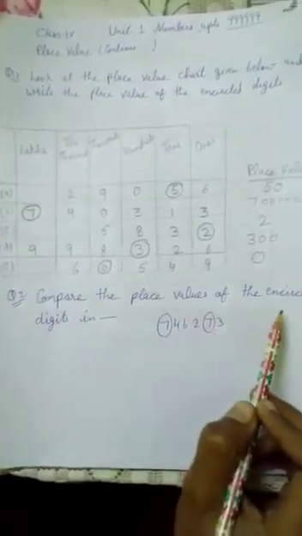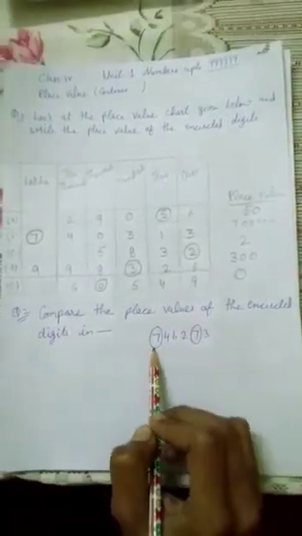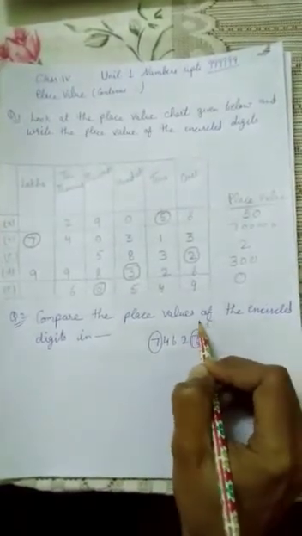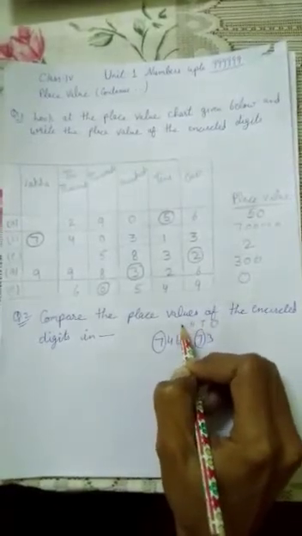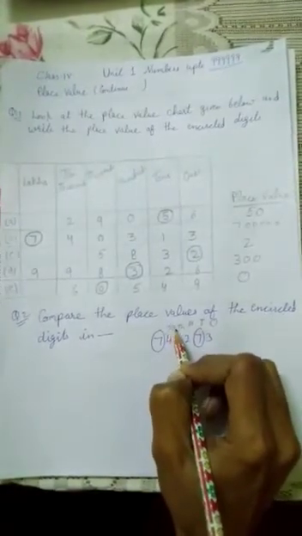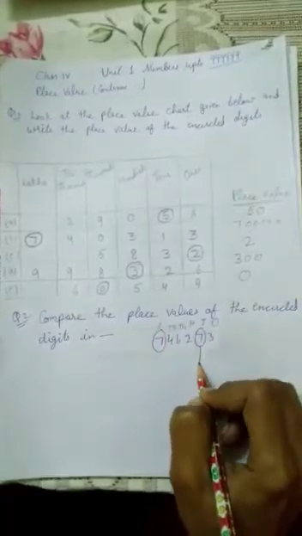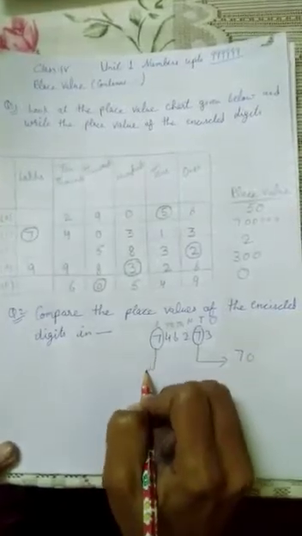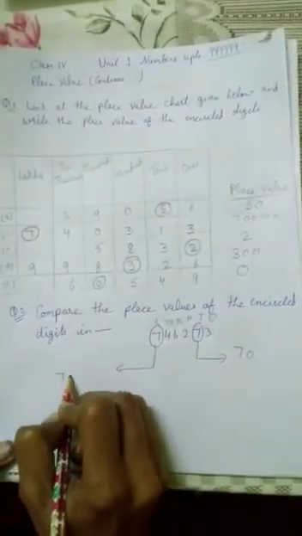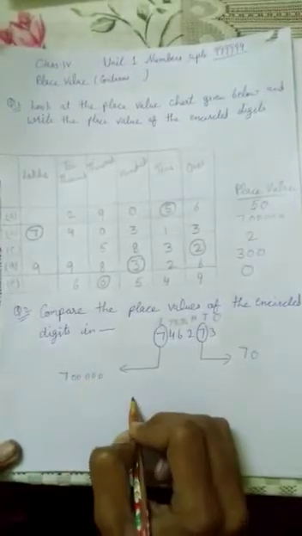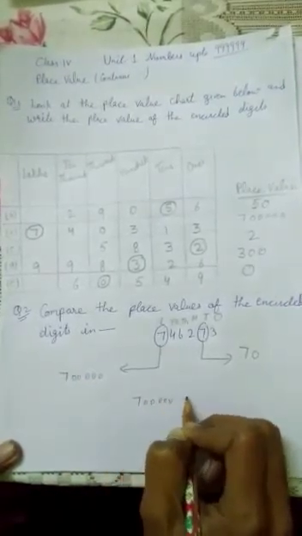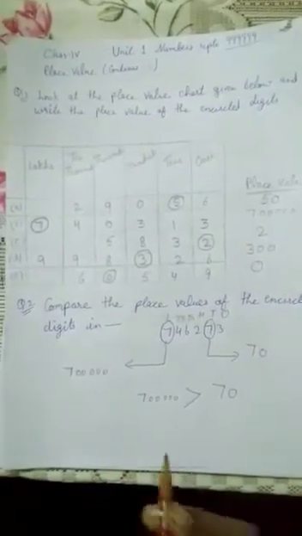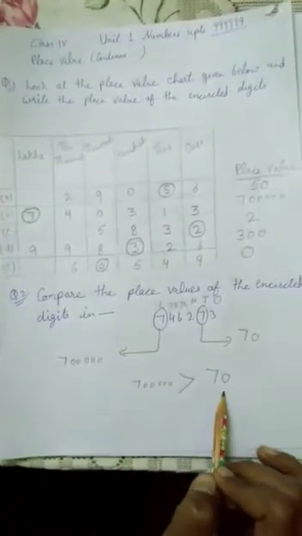Compare the place value of the encircled digit in 7,46,273. Firstly, write the places: ones, tens, hundreds, thousands, 10,000 and lakh. Now, calculate the place value. Place value of this 7 is 70 and place value of this 7 is 7 lakh. Now compare it. Now 7 lakh is greater than 70.